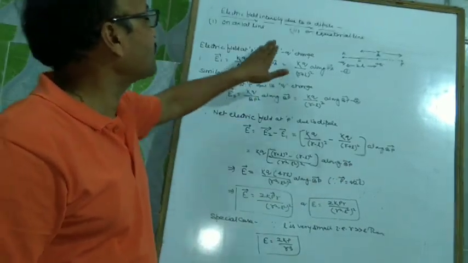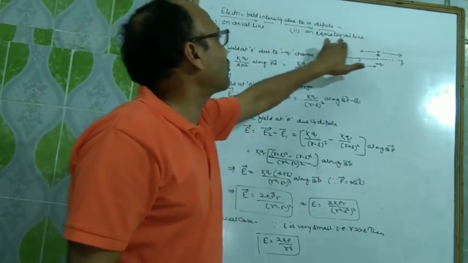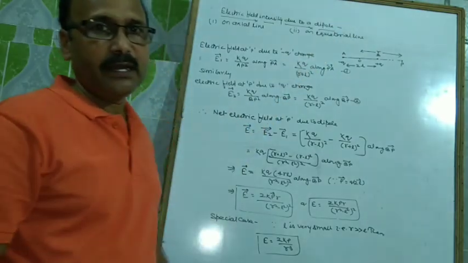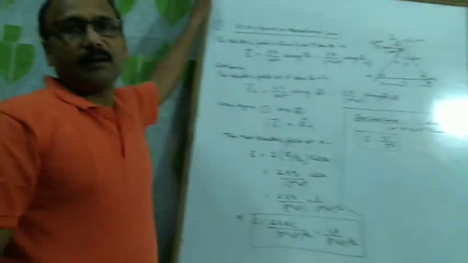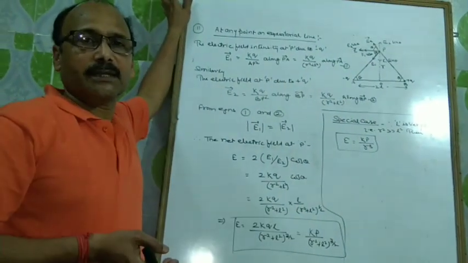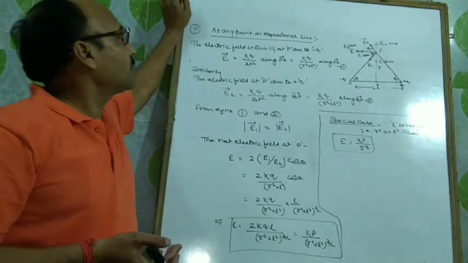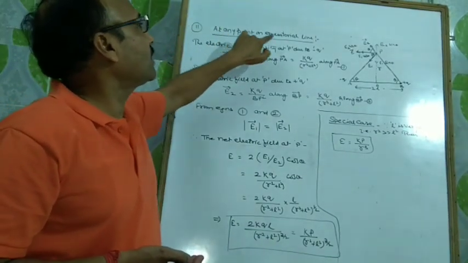After this, we have to discuss the second part, the second case, on the equatorial line. After completing the electric field intensity at any point on the axial line due to an electric dipole, we have to start the electric field intensity at any point on the equatorial line.